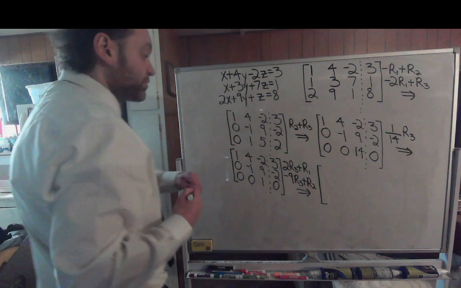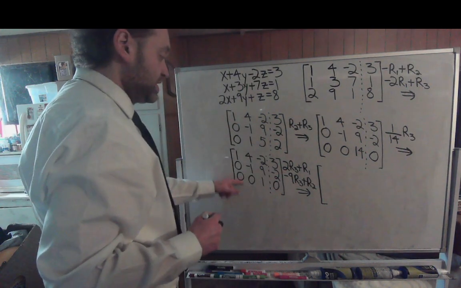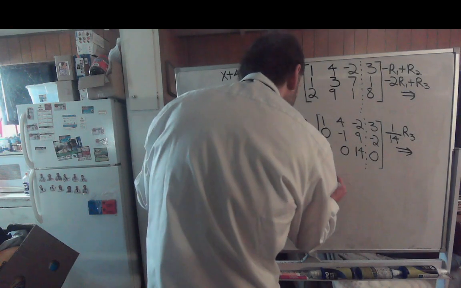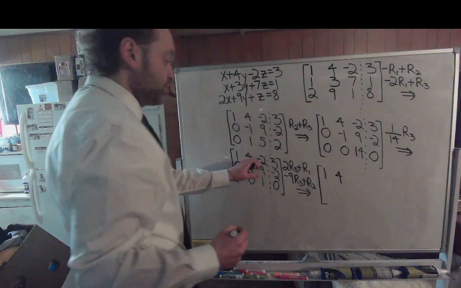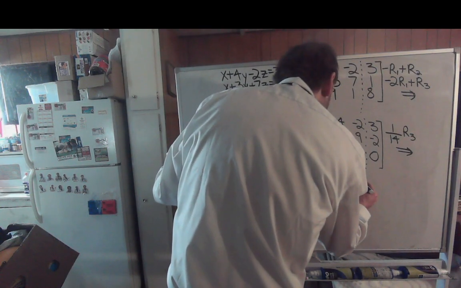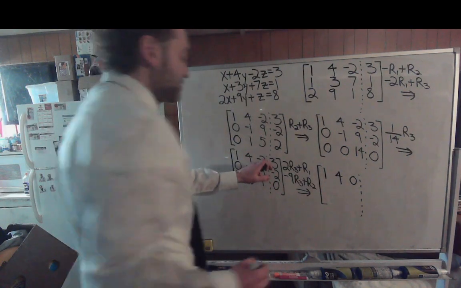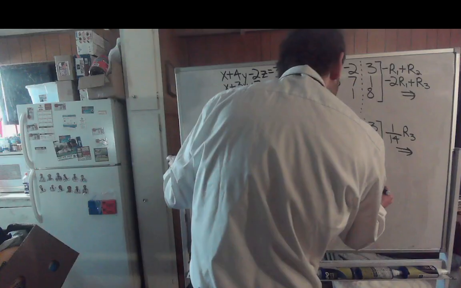So let's deal with rows 3 and 1 first. 0 plus 1 is still 1. 0 plus 4 is still 4. All right, 2 times 1 is 2, minus 2 is 0. Then 0 plus 3 is still 3.